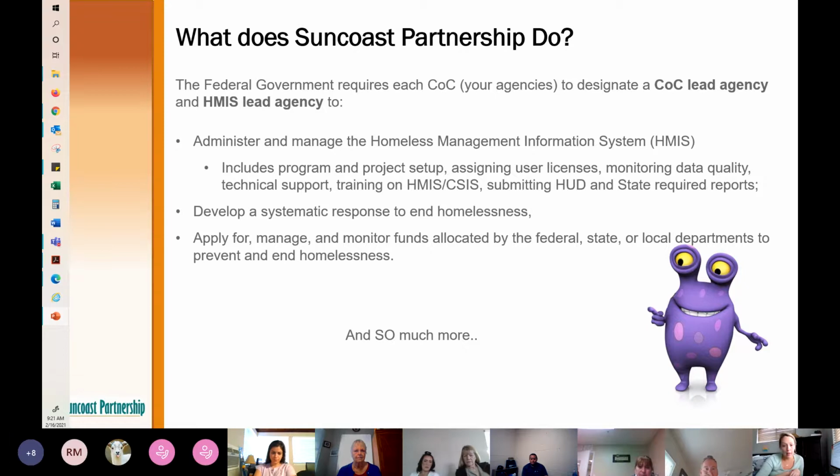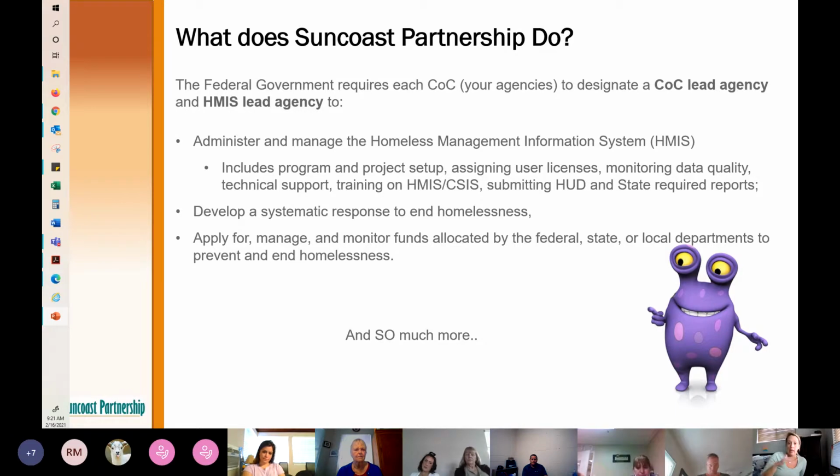We also develop a systematic response to homelessness, to end homelessness. That's something that the lead agency, the COC lead, is responsible for. Ideally, each continuum of care will have a leadership council who is responsible for the governing of the COC and setting the appropriate plans in place to prevent and end homelessness. Suncoast Partnership also applies for, manages, and monitors funds allocated by federal, state, and local departments to prevent and end homelessness.